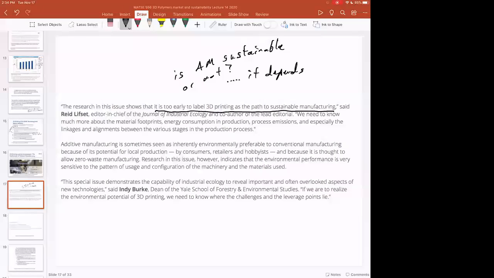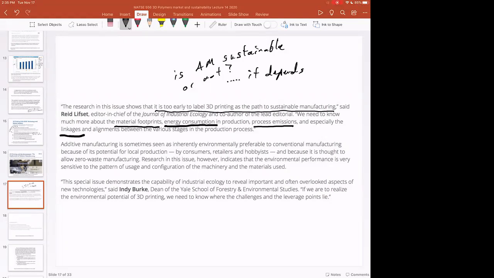Just like all good science and engineering problems, it really just depends on what the boundary conditions are. It depends what the alternative processes are. It depends on exactly the situation. And with AM, we need to know a lot more about what the material footprints are, energy consumption, emissions, and the linkages between all these different stages of production.